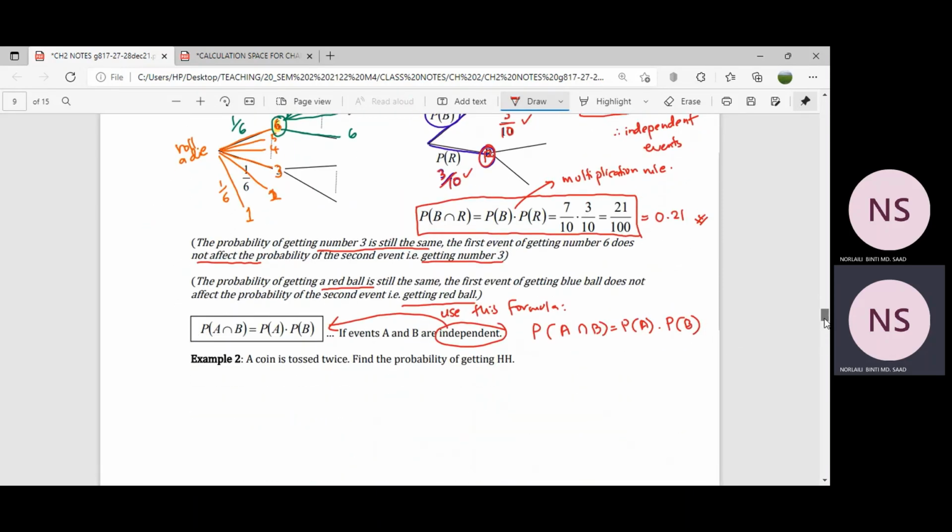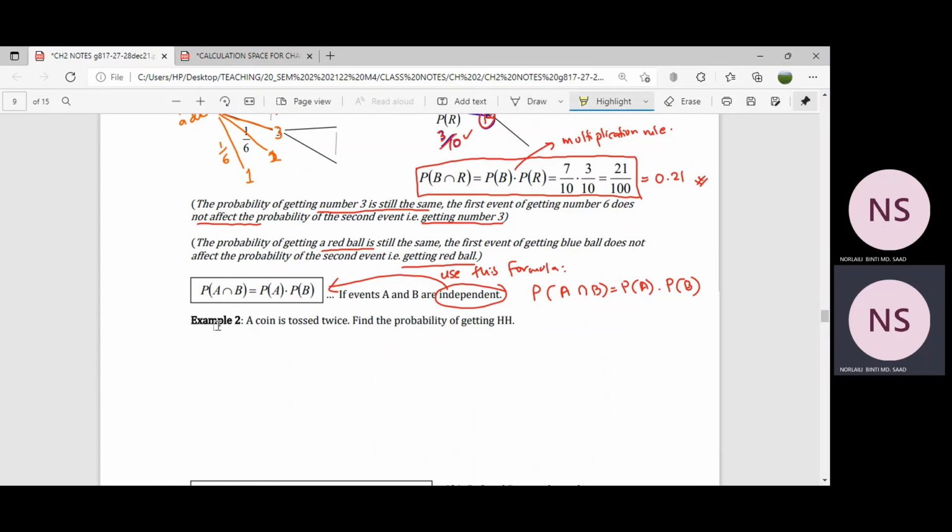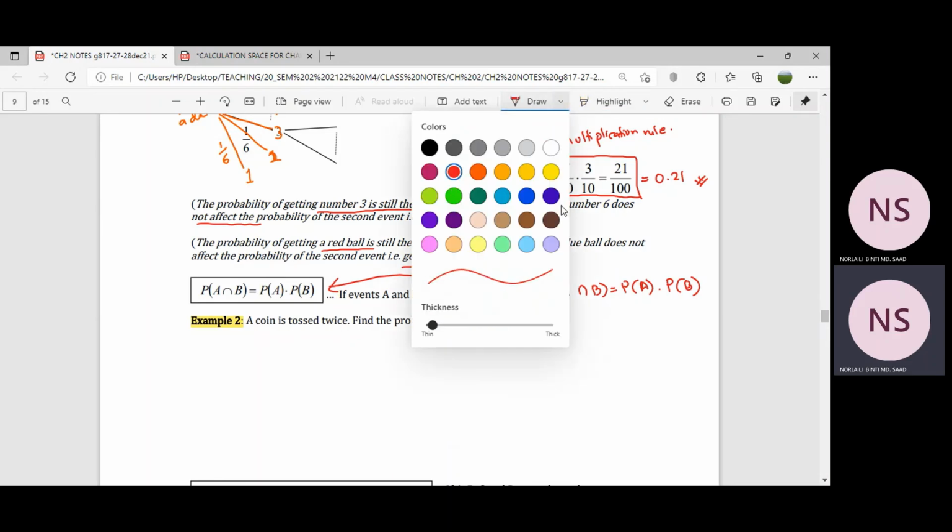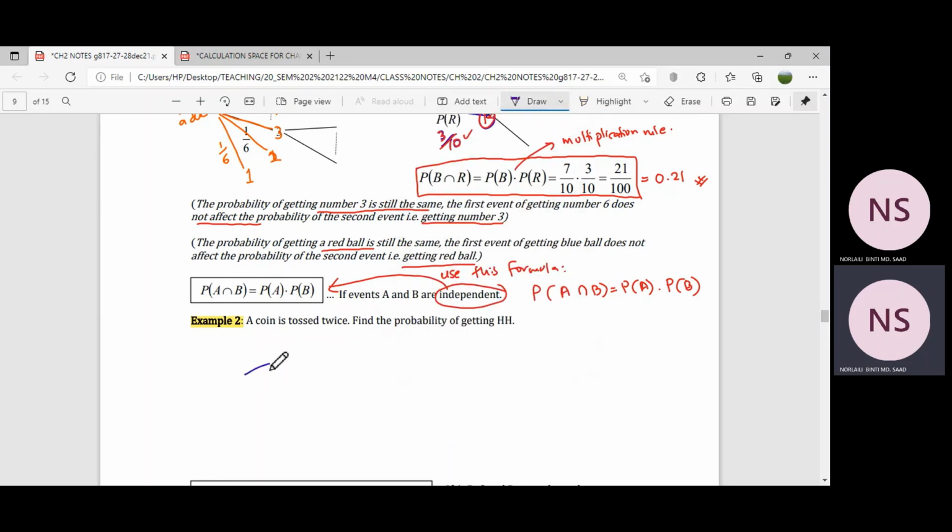Okay, now we look at this example 2. We have a coin that is tossed twice. It means that for the first toss, what are the outcomes? Either you are getting head or tail. Right, this is for the first toss. Syiling yang sama, lambungan yang pertama. So the probability of getting head is 1 over 2. Same thing here, the probability of getting tail is also 1 over 2.